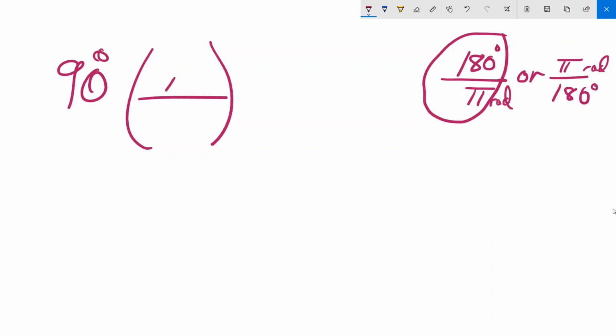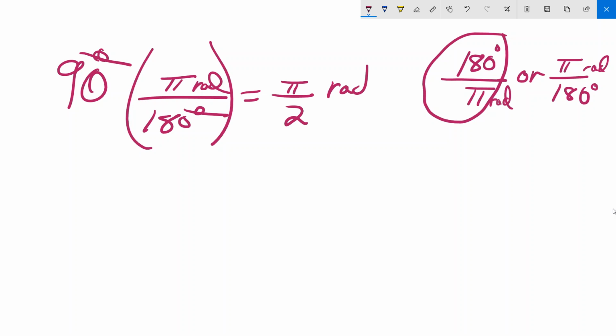Pi radians over 180 degrees. Notice the degrees are going to go away. We're going to end up with pi over 2 radians, and that's the answer. When you're in radian mode, 90 degrees is pi over 2.